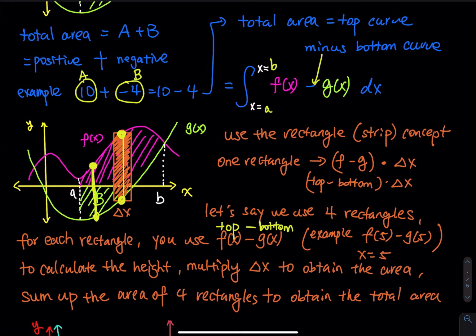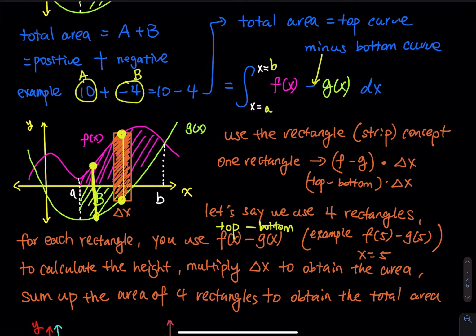So this is the concept of case 1, vertical rectangle, where you have to use the top curve minus the bottom curve. The integral is a dx integral. If you understand all these concepts, then you don't have to go to a book and just follow all those symbols. If you can understand this, then you don't need to read the book at all.